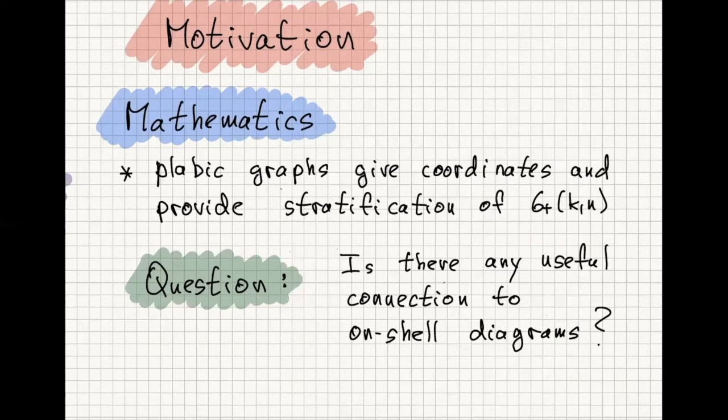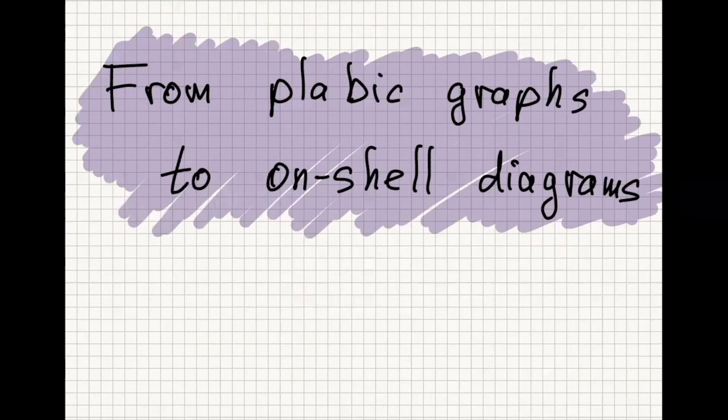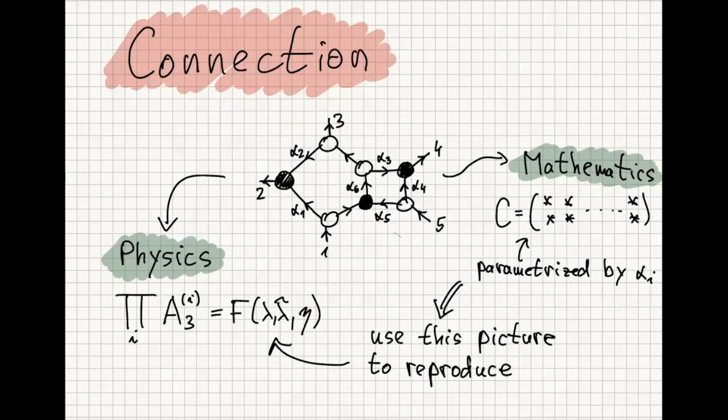Okay, so the plabic graphs give coordinates and provide a stratification of the positive Grassmannian. Now the question is: is there any useful connection to on-shell diagrams, which were the graphs we introduced in the beginning in the context of physics, which look the same? They were the same graphs. So is there any useful connection? Okay, and there is. The question is posed as follows.